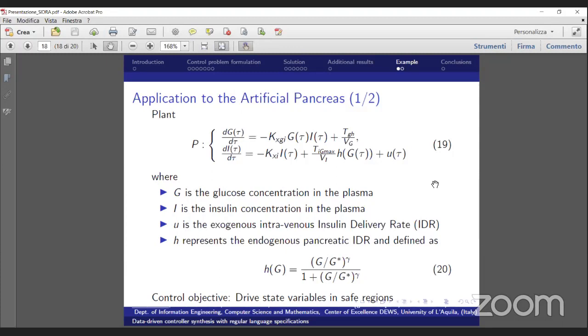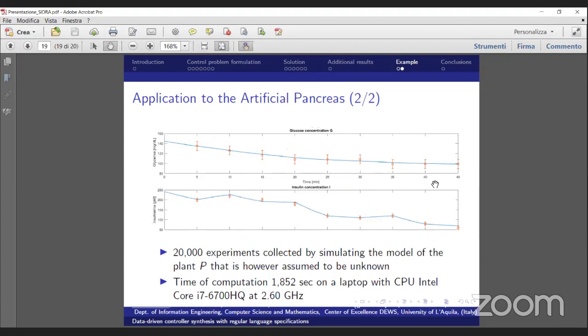Well, the control objective consists in driving the state variables into a safe region. So we consider this model just to generate the experiments from which we design the controller. We consider 20,000 experiments collected by simulating, again, P, which is assumed to be unknown. In the plot, I show you the specifications, represented by these red vertical bars, asking at each time interval for the glycemia, but also the insulinemia, to be in some desired intervals, and as you can see from the functions in blue, the specification is indeed satisfied.